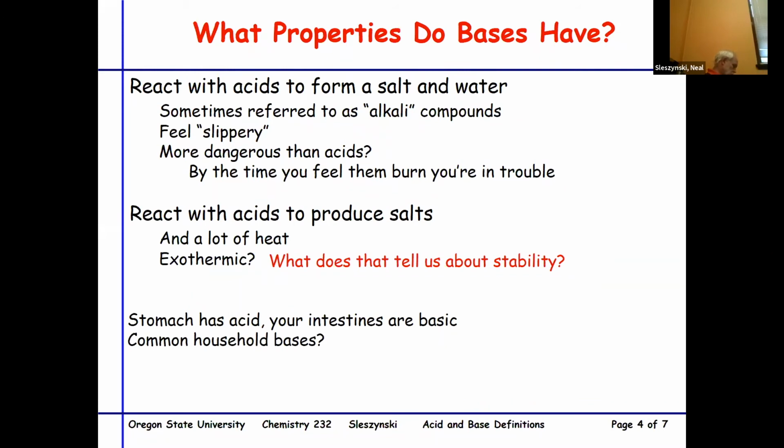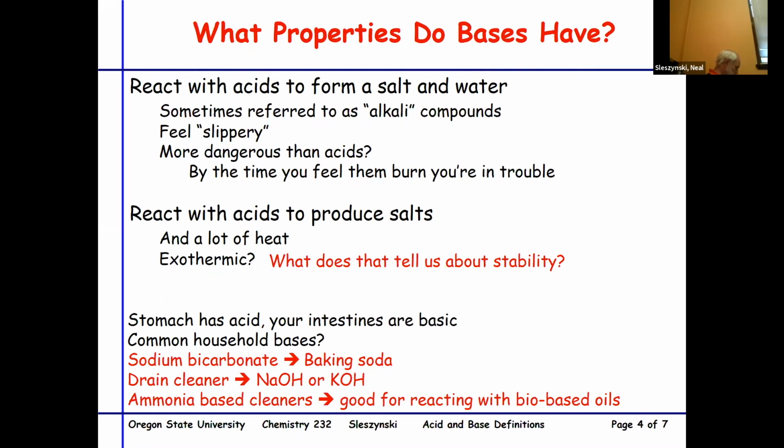What kind of common household bases are we talking about? Sodium bicarbonate is baking soda, and it is a common base. Most drain cleaners that you would use, think Liquid Plumr, are either sodium hydroxide or potassium hydroxide. And there are many ammonia-based household cleaners, where ammonia is the base, that are good for cleaning up greasy films. Ammonia is great for reacting with bio-based oils.